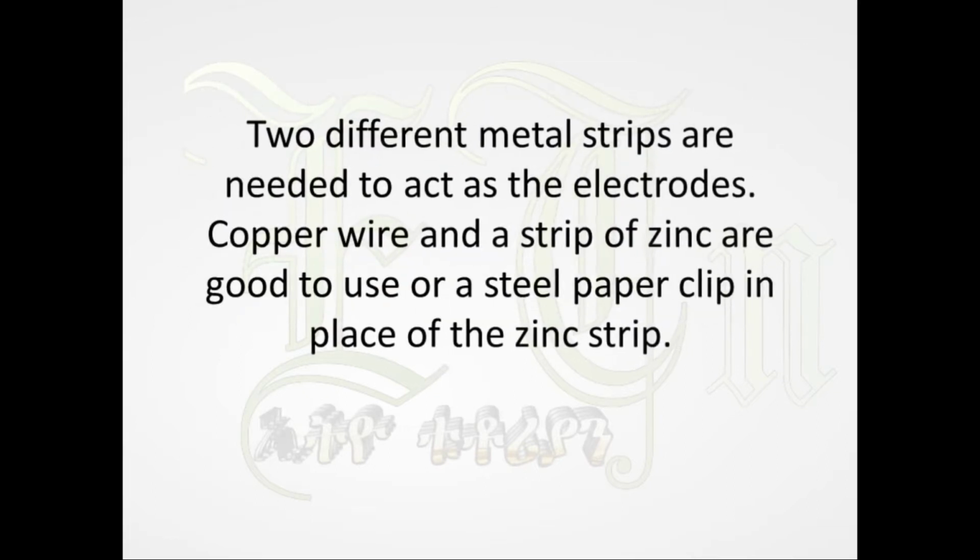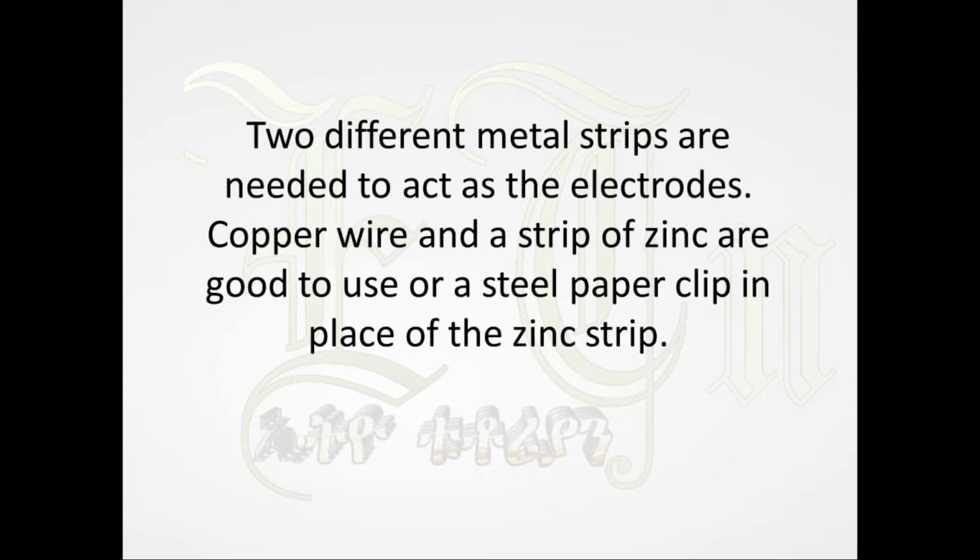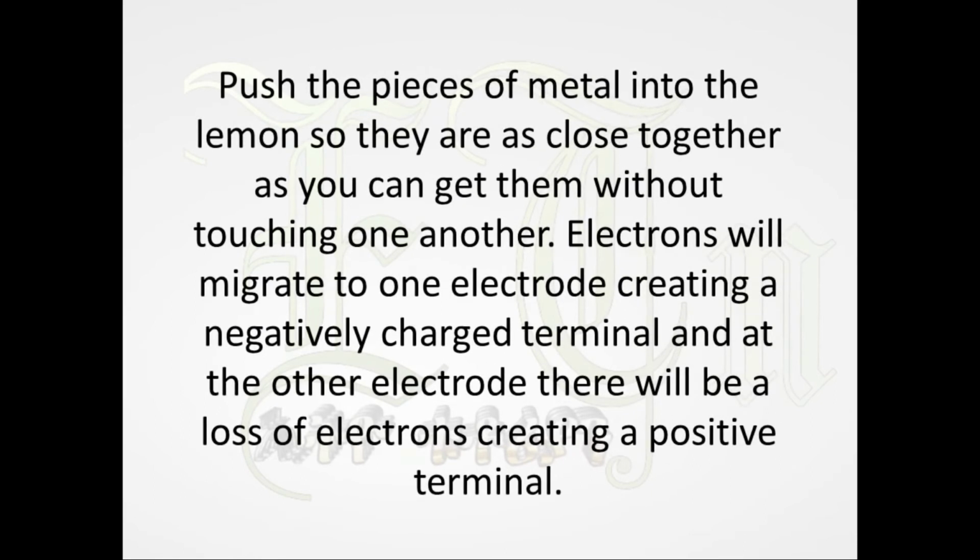Two different metal strips are needed to act as the electrodes. Copper wire and a strip of zinc are good to use, or a steel paper clip in place of the zinc strip. Push the pieces of metal into the lemon so they are as close together as you can get them without touching one another. Electrons will migrate to one electrode, creating a negatively charged terminal, and at the other electrode there will be a loss of electrons, creating a positive terminal.